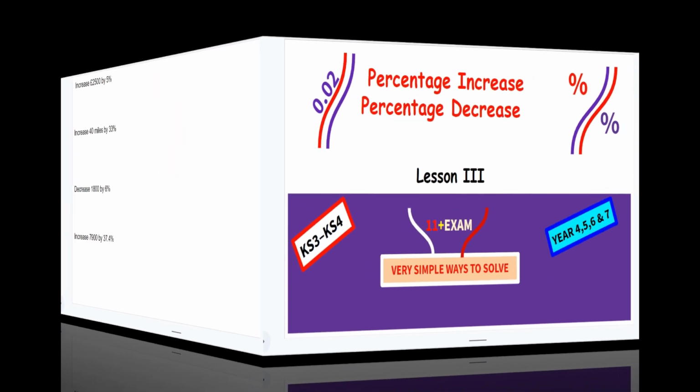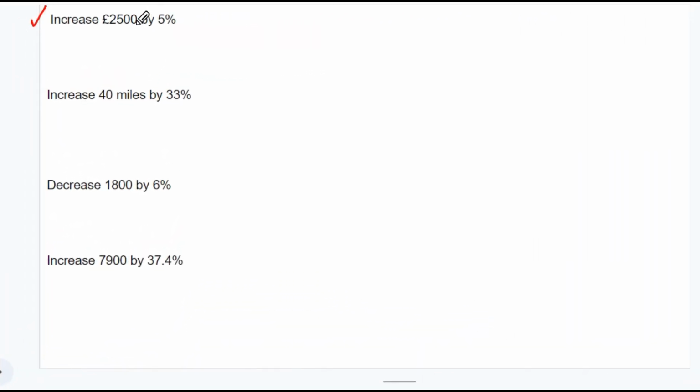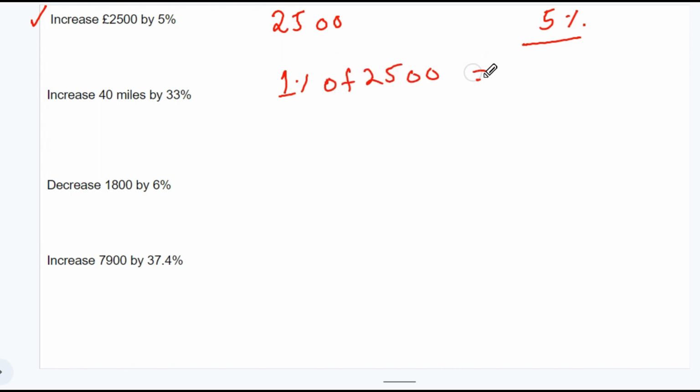So let's start over with your first question. You are given a number, 2500. You need to increase it by 5%. For that, what is convenient is that you always find 1% of the number. 1% of 2500, as you already know, we can find by dividing by 100. Yes, well done. So when we divide it by 100, we are left with 25, right? So it means 1% of 2500 is 25.